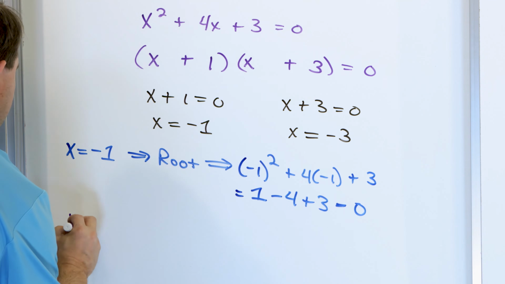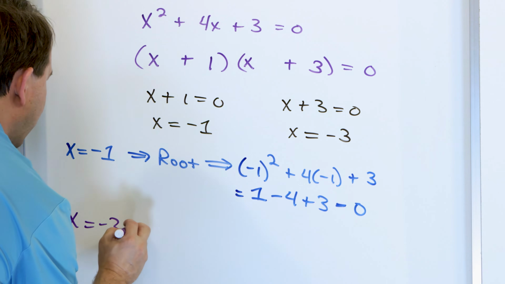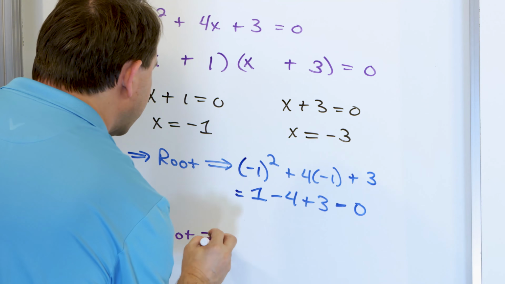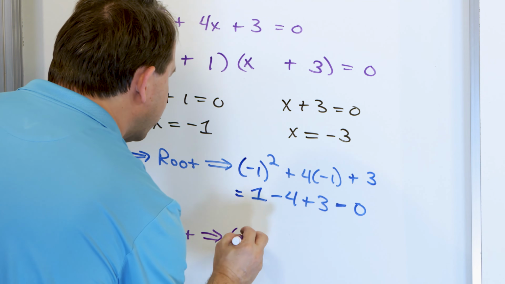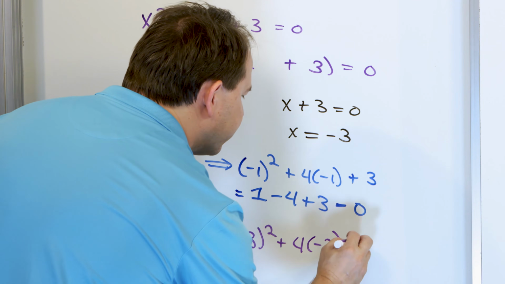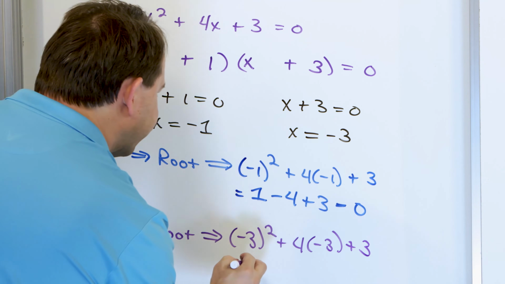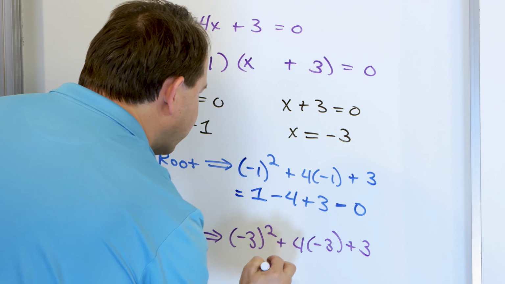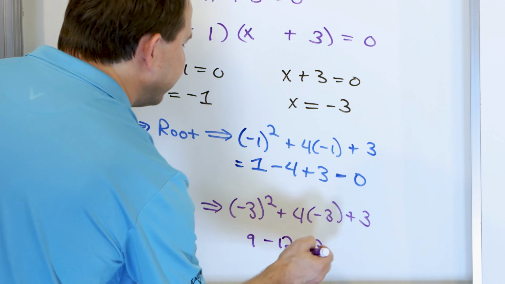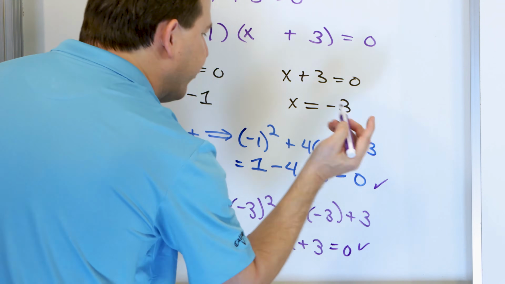All right? We know that x is equal to negative 3 is also a root, because when we stick that number into the equation, we also get 0. So negative 3 quantity squared plus 4 times negative 3 plus 3. What do we get? This is negative 3 squared, so that's a 9. And then minus 12 plus 3. And you can see that the 9 plus the 3 is 12, minus the 12, you get 0. So these are both roots.